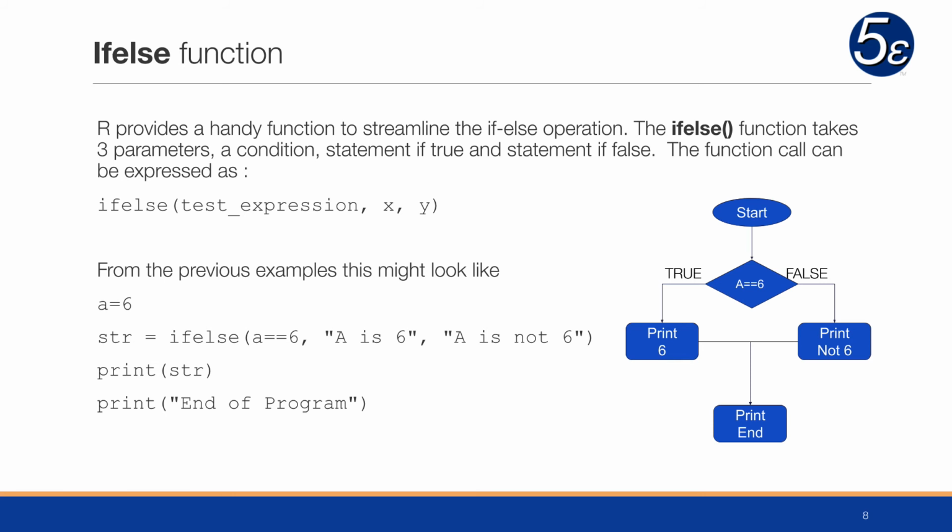So from the previous examples, this might look like, we'll say a equals 6, we'll assign 6 to a, and then we're going to have a string get the result of this if-else function. If a is equal to 6, then a is 6 will go into the string variable. Otherwise, a is not 6 will go into the string variable. And then we'll end the program there.